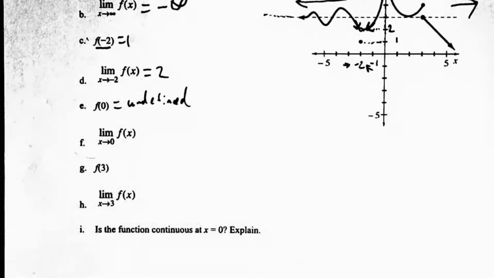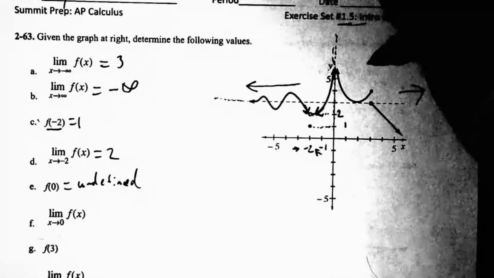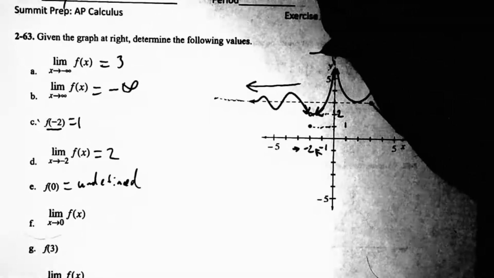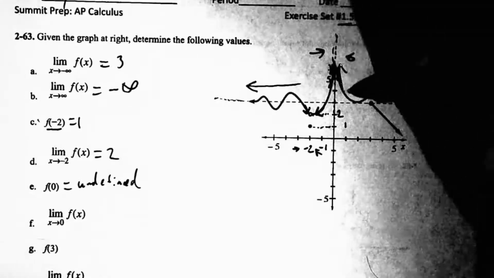As x approaches 0, what is the limit? So this is a different question. If we look as we approach 0, right, we're going towards 0 here. What is happening to the y, my output? It's going straight up on both sides. It's going to infinity. The limit is infinity.